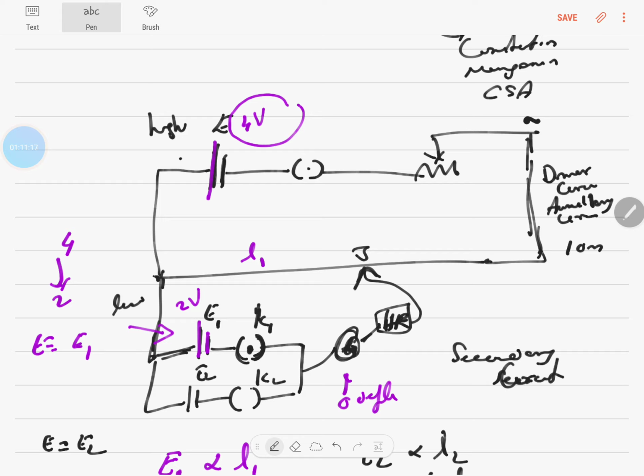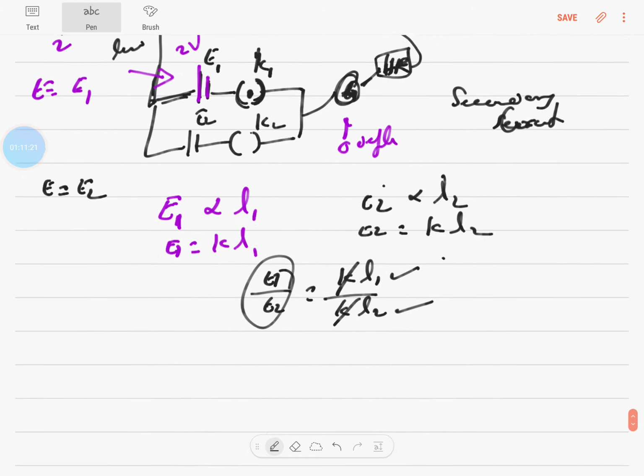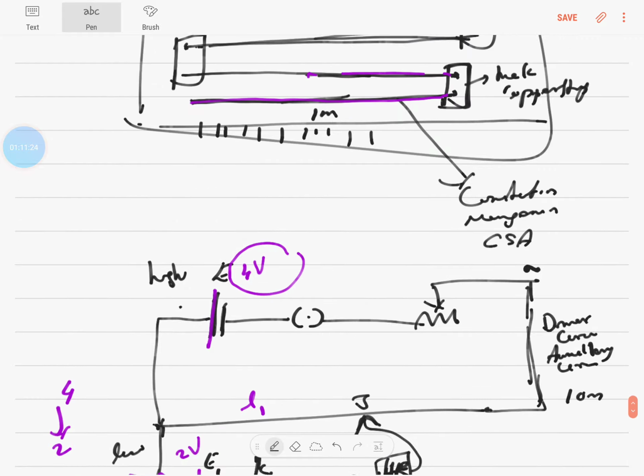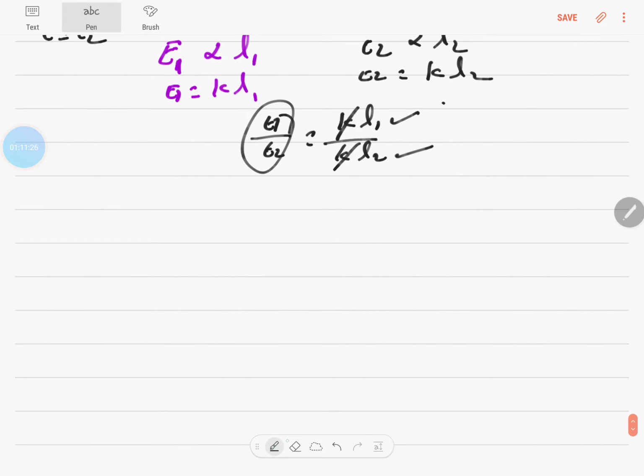So that's the purpose of having a high resistance box. So that completes one application of potentiometer. The second application of potentiometer can also be used to find an unknown EMF, the same thing.